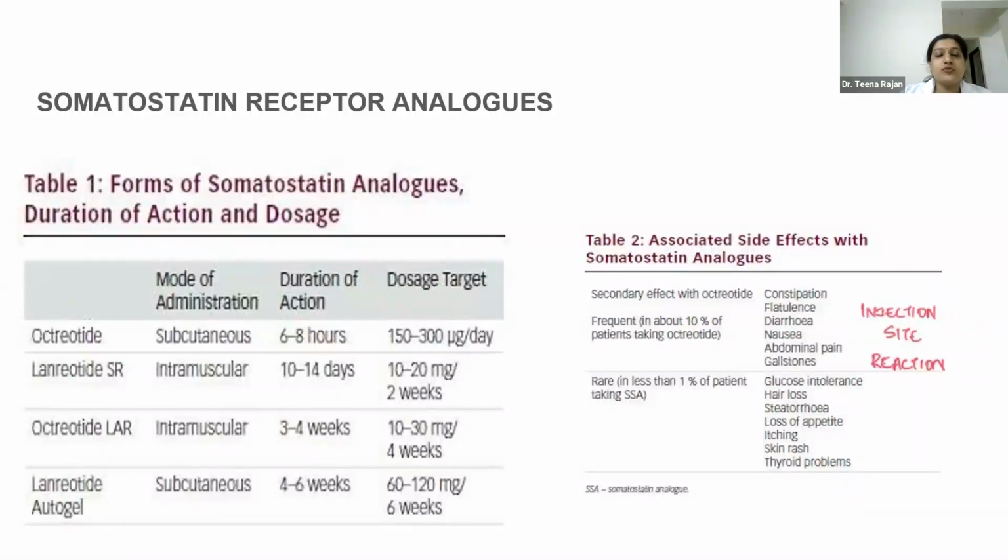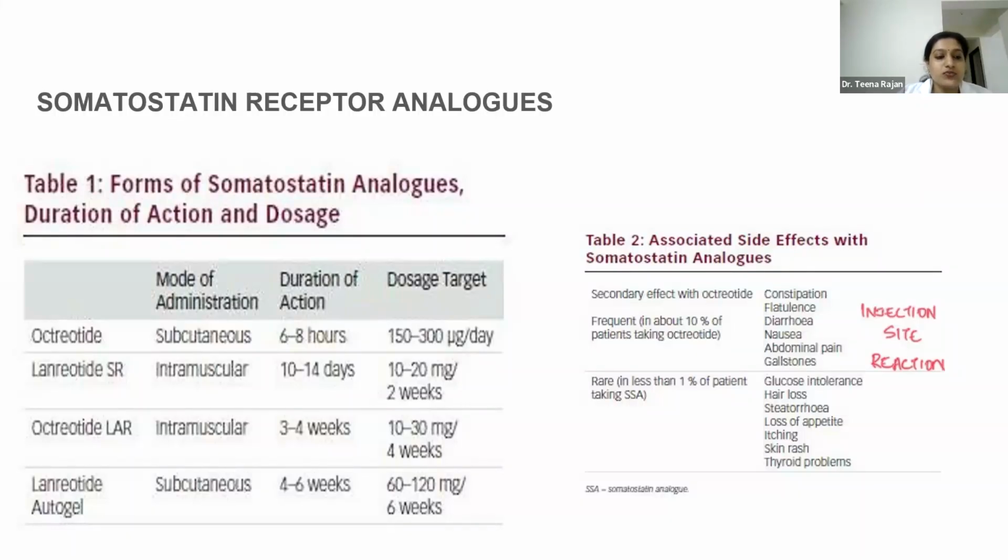Now, coming to the different somatostatin receptor analogs that are used, you have different formulations. You have the conventional octreotide, which is given as a subcutaneous injection, and duration is approximately 6 to 8 hours, at a dose of 150 to 300 microgram per day. Then you have octreotide LAR, which we most commonly use, which is given as an IM injection every 28 days at the dose of 20 to 30 milligram.